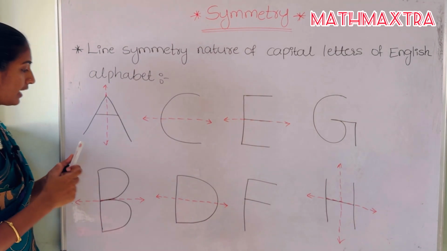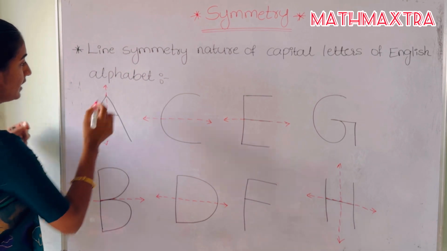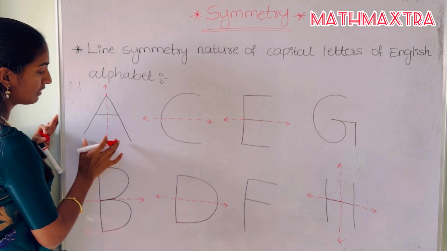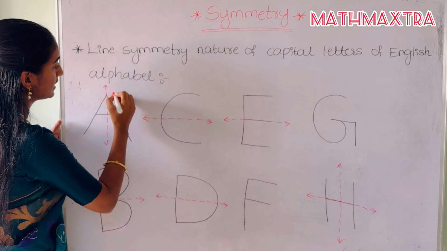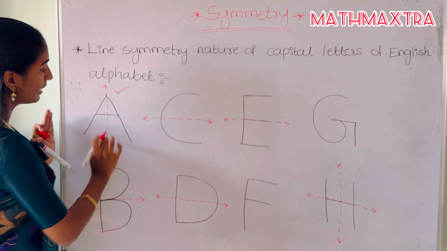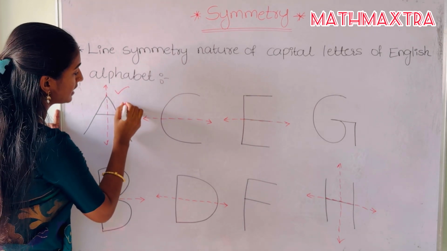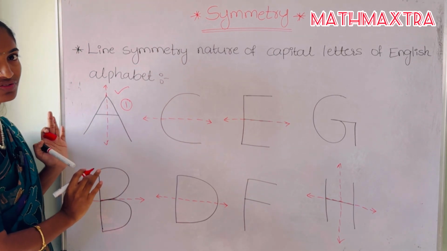See, if you take the alphabet A, this is a symmetrical axis. Yes, this figure is symmetrical. And how many lines of symmetry are there? One line of symmetry.